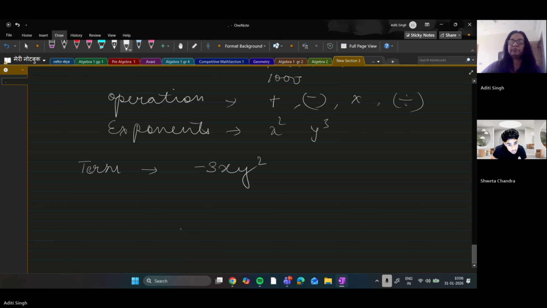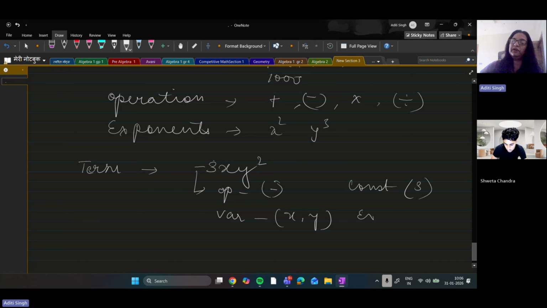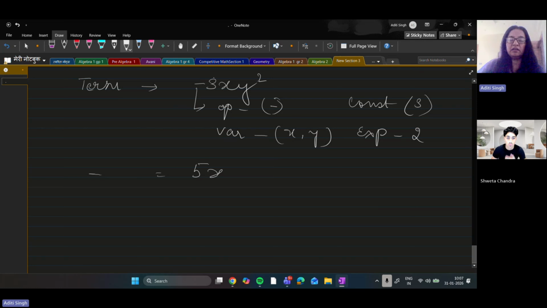So for example, -3xy square. Operation is negative here. Variable is x and y. Constant is 3 because it is numerical numbers, and power, or exponent, is 2. So if I say 5x cube, you are going to answer me. Now tell me what is constant here. 5. 5 will be the constant. Yes. Variable. X. X is variable.